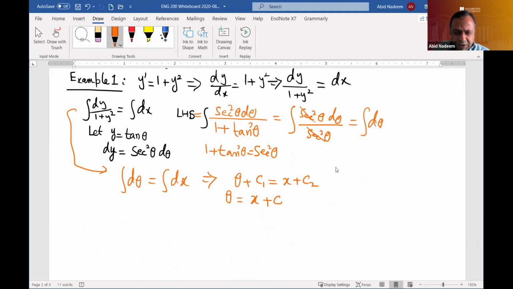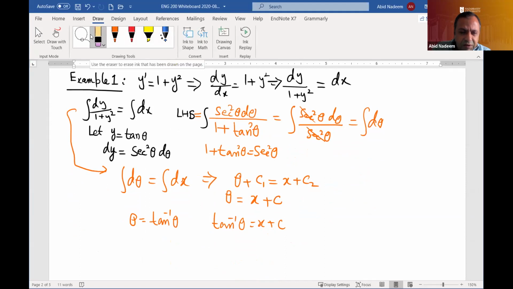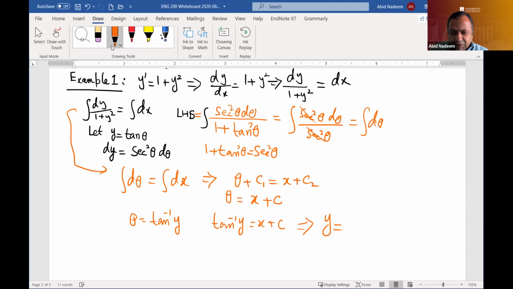We know that y is equal to tangent theta, so theta is equal to tangent inverse y, or arc tangent y. Let me correct that: theta will be equal to tangent inverse y. So tangent inverse y is equal to x plus c. This gives us the answer y is equal to tangent of x plus c. This will be the solution of this ordinary differential equation.